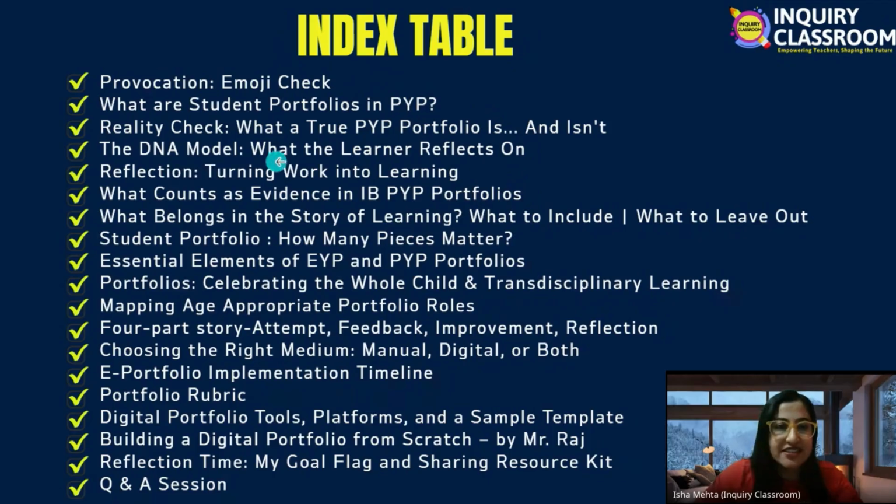And then we'll discuss a DNA model. What are the things that a learner has to reflect upon? And what does true reflection mean? That also we'll be discussing. And then what exactly we need to put in an IB PYP portfolio, that also we'll talk about in detail, step by step. And then how many pieces matter in a portfolio. If we talk about a unit of inquiry, how many pieces do I need to include in my student portfolio? That also we'll be discussing today.